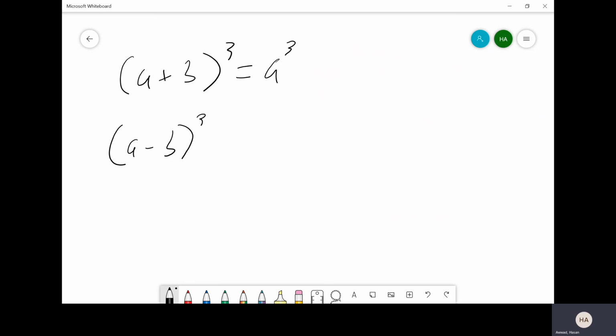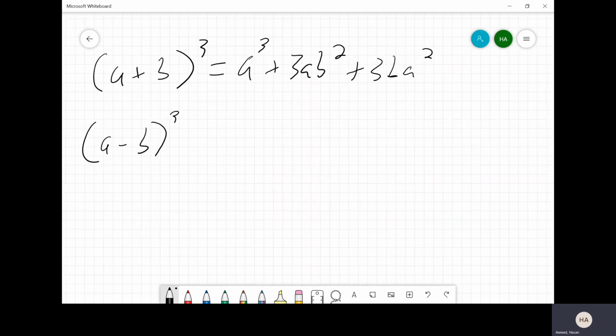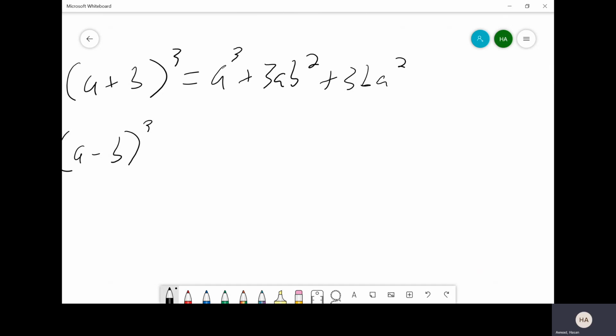Plus 3ab squared. And now keep in mind the square here is only being applied to b, not to a. Okay, so 3ab squared plus 3ba squared. The difference here is that, again, the square is only being applied to the a. So we have a cubed plus 3ab squared plus 3ba squared plus b cubed. Okay, so that's what it comes out to be.